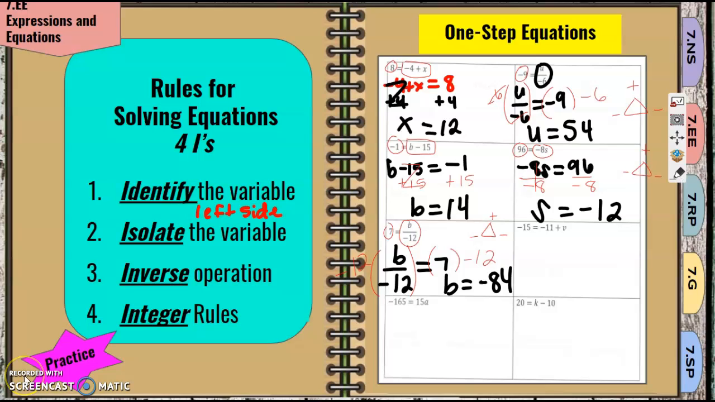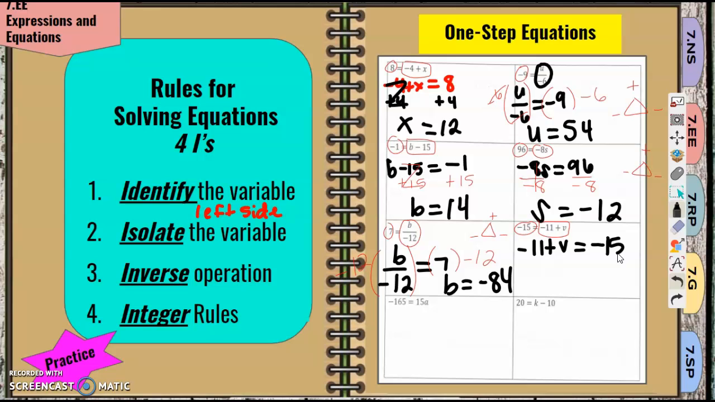All right, number 6. If my variable's not on the left side, then I rewrite so that the variable is on the left, and whatever's left over, whatever it's equal to, is on the right. So negative 11 plus v equals negative 15.